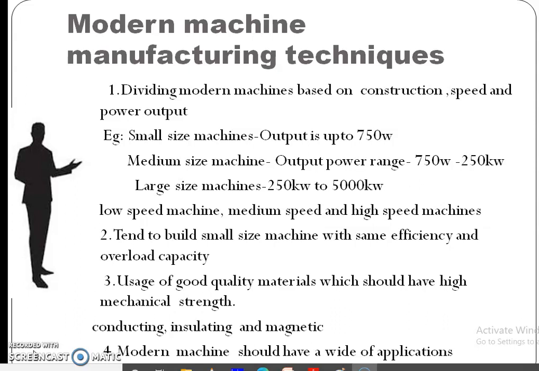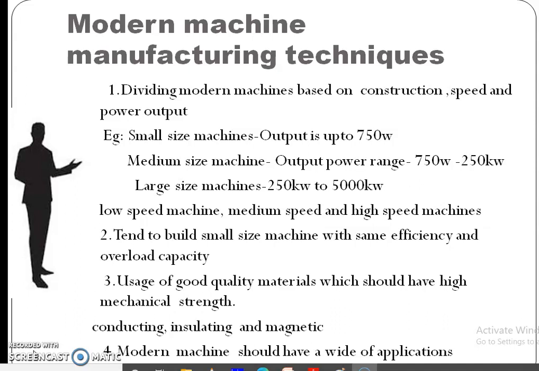With respect to manufacturing techniques, our manufacturing fields are adopting some techniques. What are those? The first one is that machines are divided based on the construction, speed and power output. We cannot manufacture all machines at the same place, so we have to make separate units. That makes the manufacturing process efficient. Based on the rating, they have divided the machines.